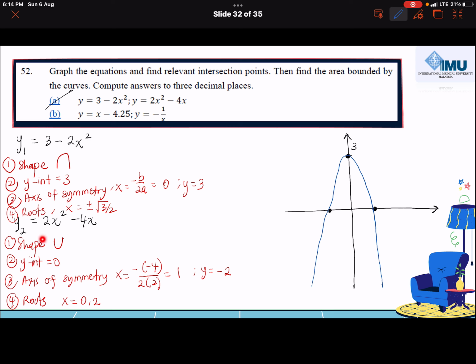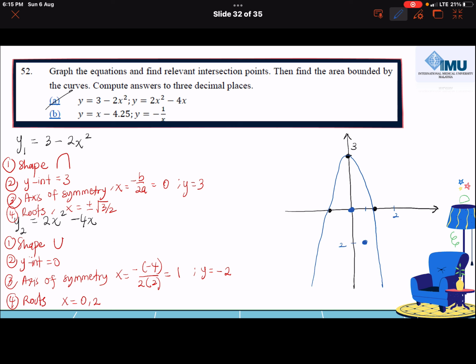Let's try to sketch the second graph. Now, U shape. Y-intercept is at origin, y equals to 0. Turning point happens when x equals to 1, y equals to -2. Now, this is square root of 3/2, which is 1.22. So 1 will be slightly below here. And -2, let's denote it here. So this is going to be the coordinate of 1, -2. How about the x-intercept? Yes, it happens at 0 as well as at 2.